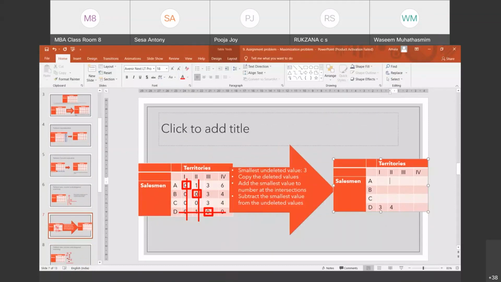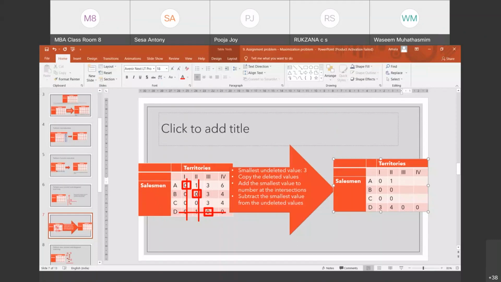Now just copy the deleted values. Deleted values, here we have 0. Next we have 0. Again we have 0. In the second column we have 1, then we have 0, then again 0. Other than that, two deleted values 0 and 0. So the deleted values you just copy like that.